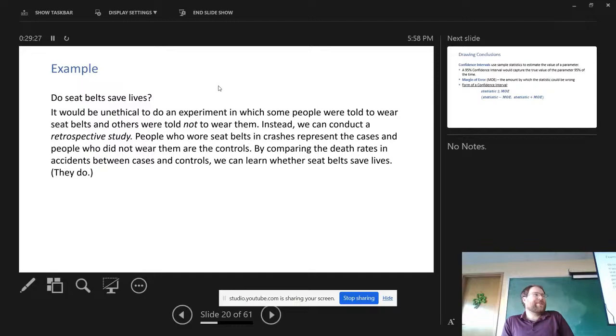Does anyone know how that study would conclude? If you had to guess what the conclusion is? That seatbelts do save lives. Exactly. Yep. But you can pair it up with past data where people didn't follow and then they either got injured or lost their life because of it.